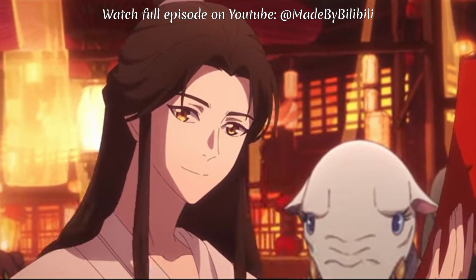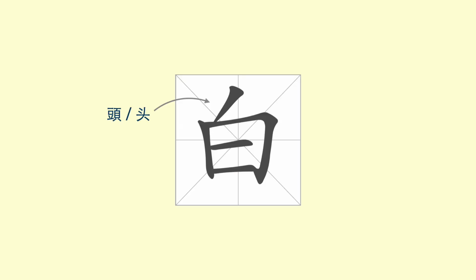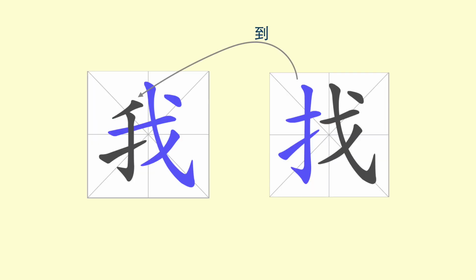Anyway, Xie Lian says that the answer is 我, which means I, me, or myself. But why? First, if we look at how bai is written, it starts with a dot at its top, or its to. If we look at the character 我, it looks like the character 早, but with an extra dot near the top, as if 早 is reaching 到 for that extra dot.